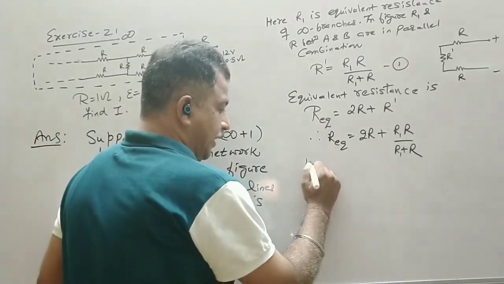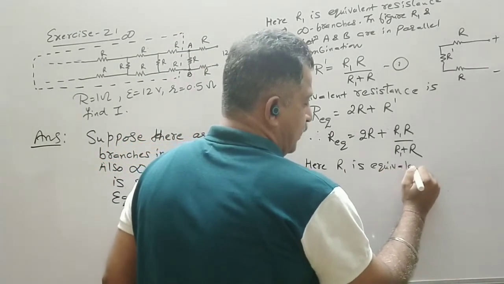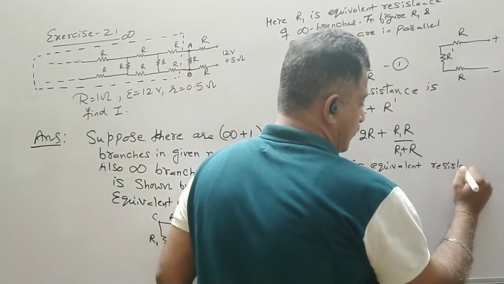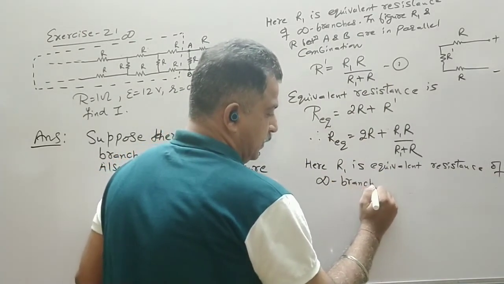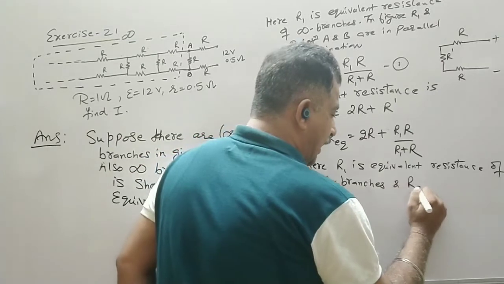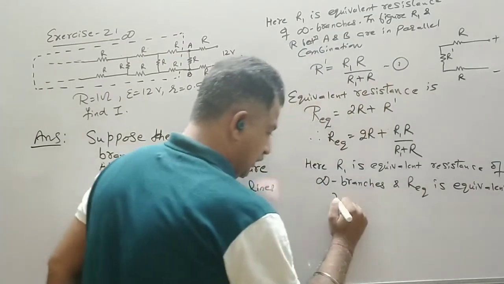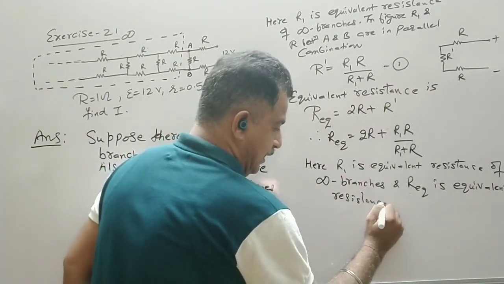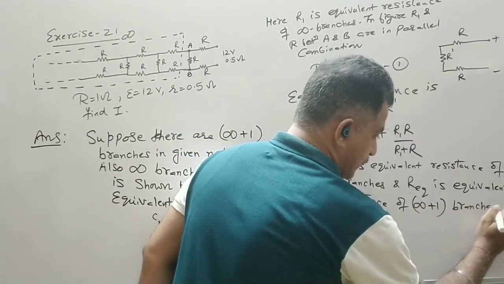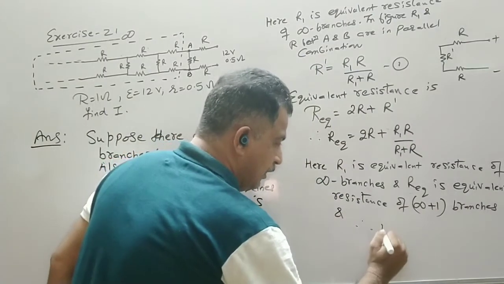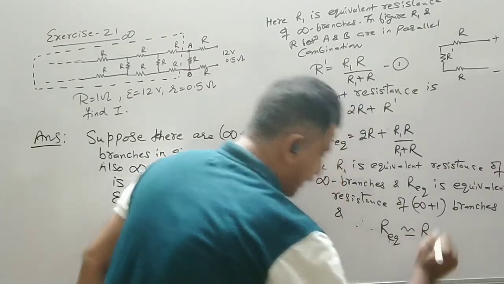So we write here, R1 is the equivalent resistance of the infinite branch, and R equivalent is the equivalent resistance of the alpha plus 1 branches, and therefore R1 or R equivalent is approximately taken as R1.